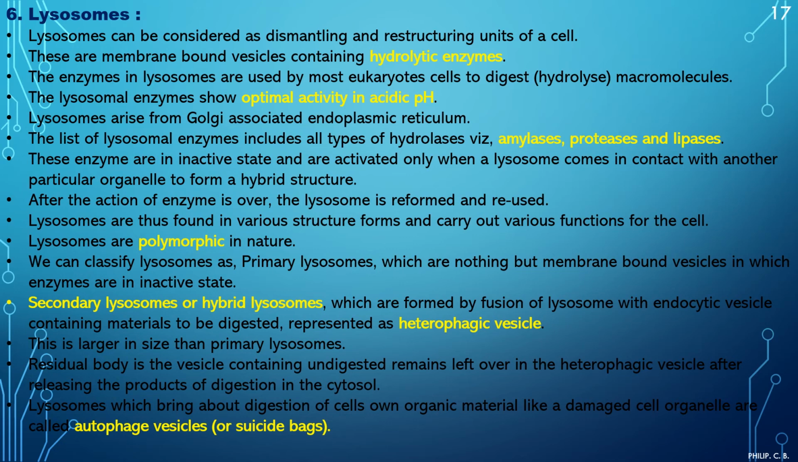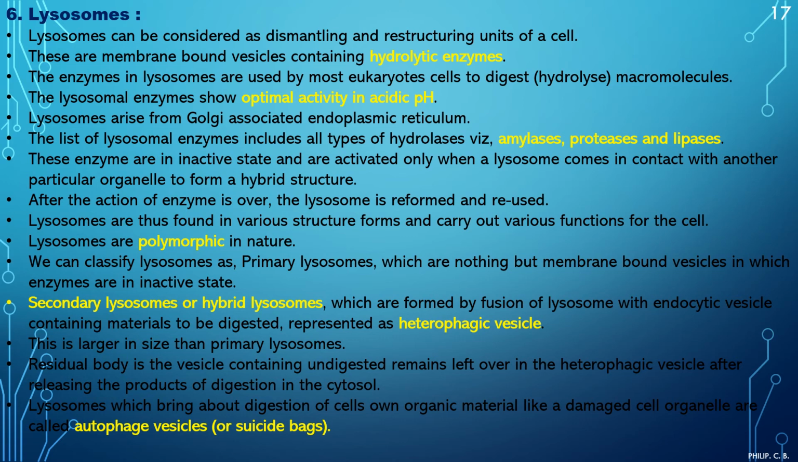So once the work is done, action is carried out, then again it is reused and reformed. Lysosomes are thus found in various structure forms and carry out various functions for the cell. Lysosomes are polymorphic in nature. That's why various structure and forms. Poly means many, morphic means shape. So they are found in different shape and structures.